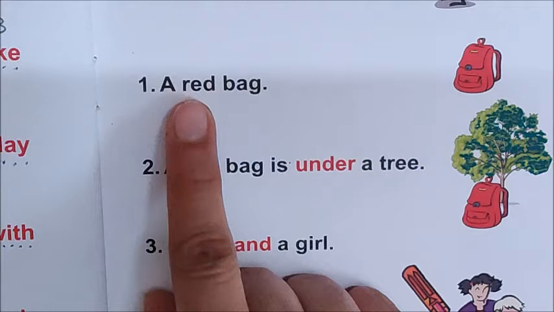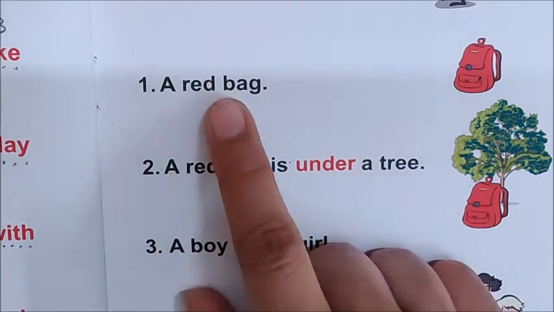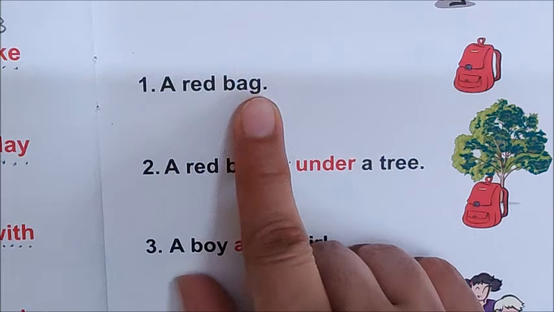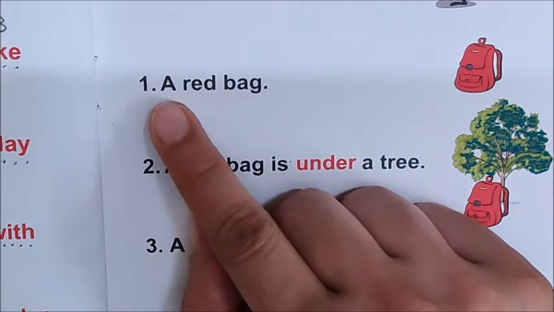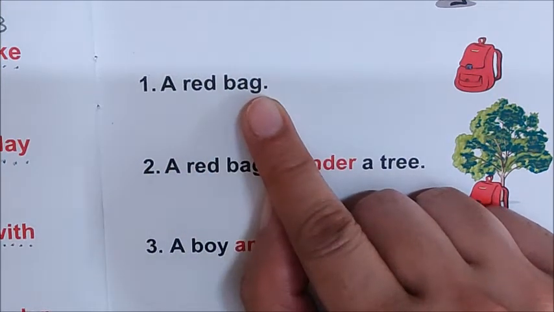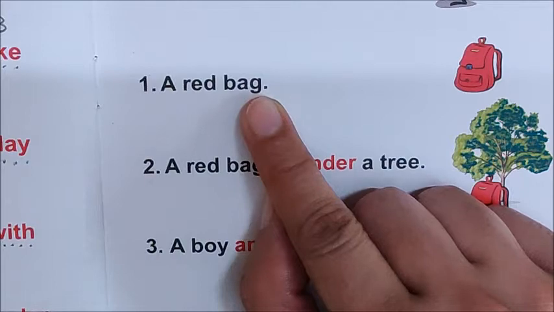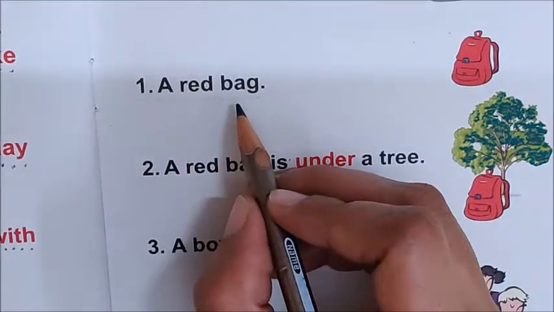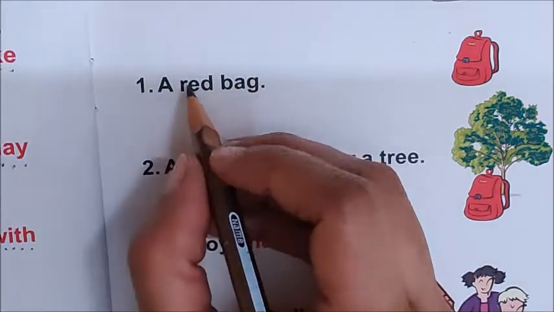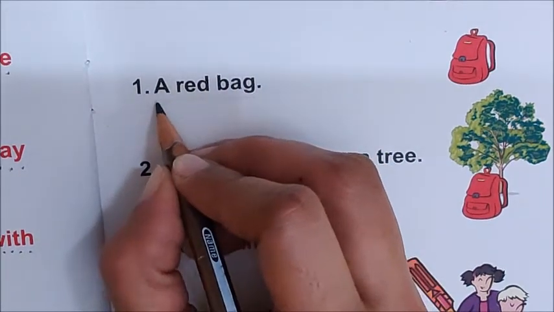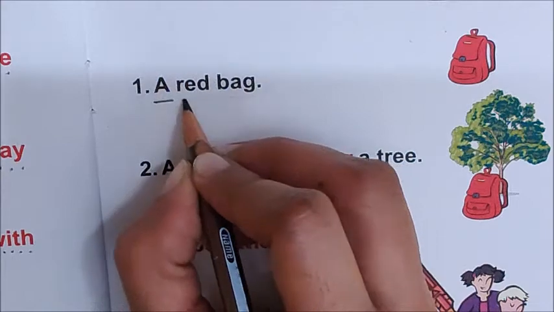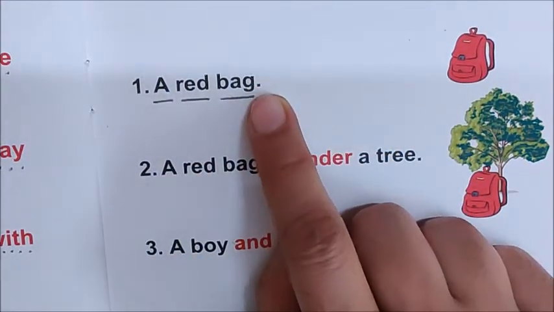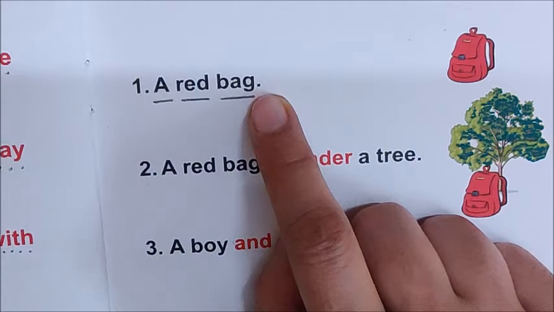A red bag. A red bag. Children, now you have to read the words without breaking their sounds. You have to do magic reading. Okay? Now children, take your pencil and let us underline each word and read also. A red bag.